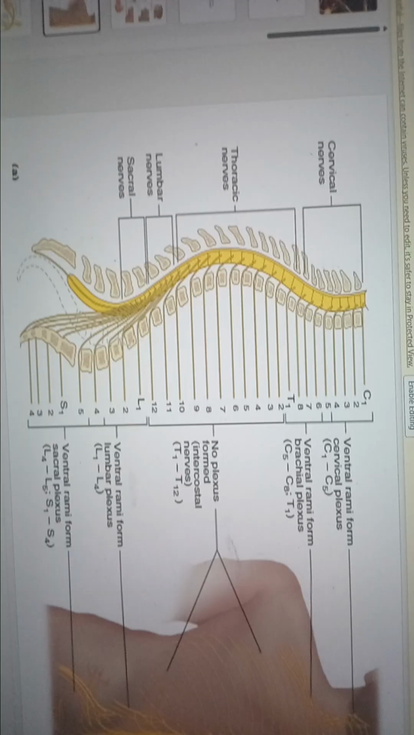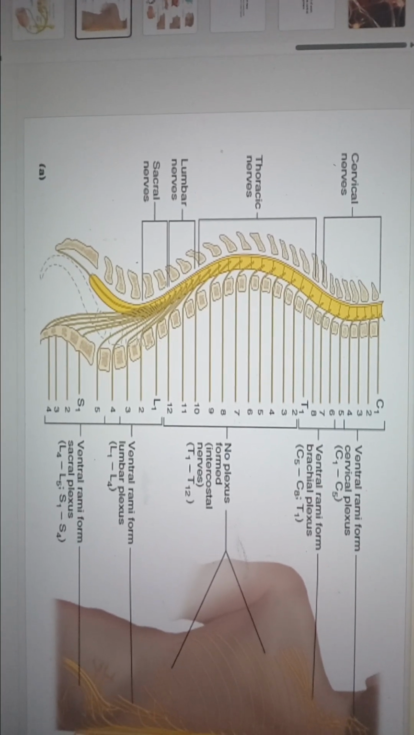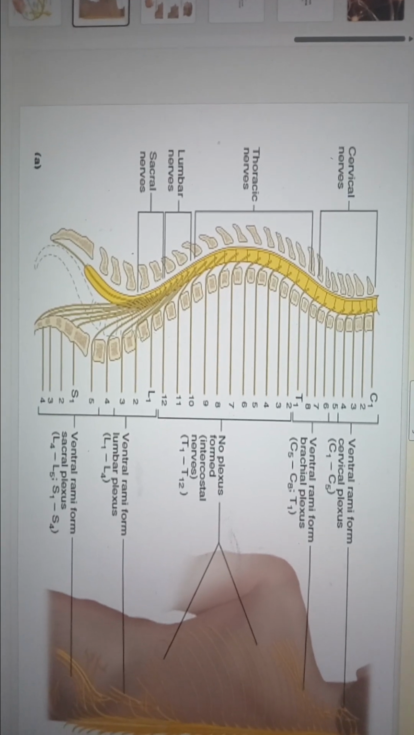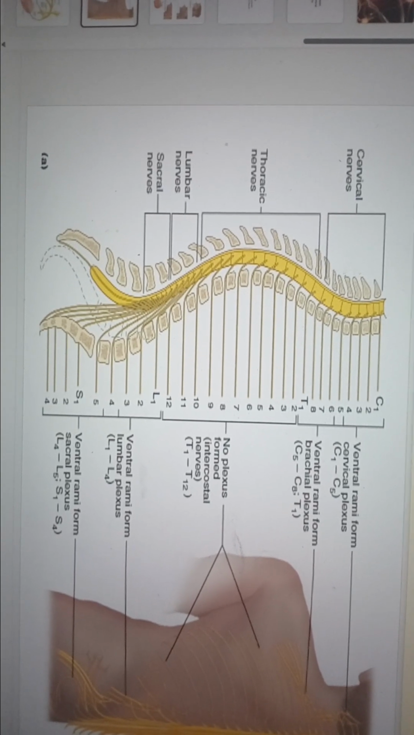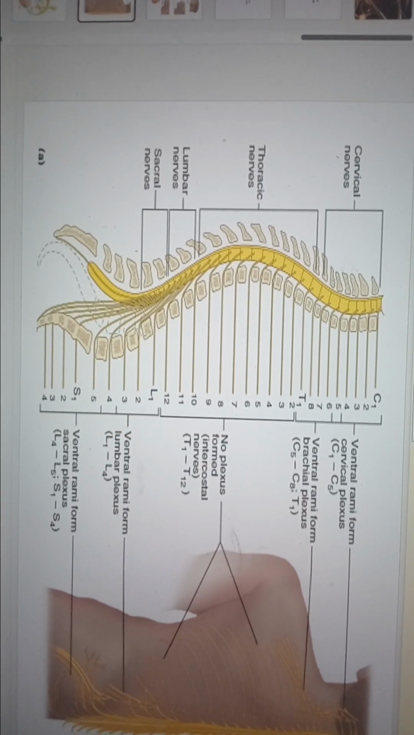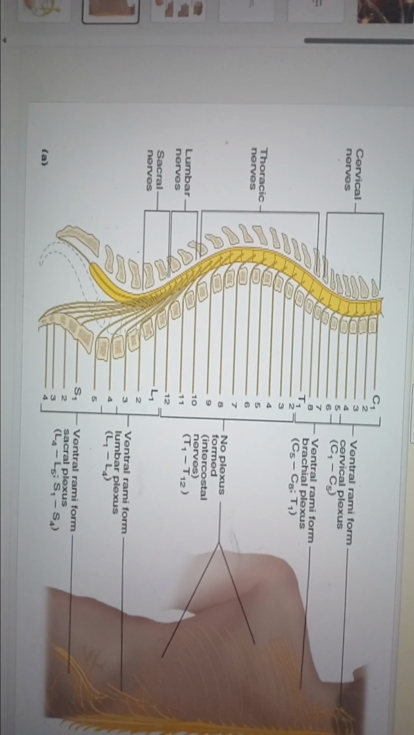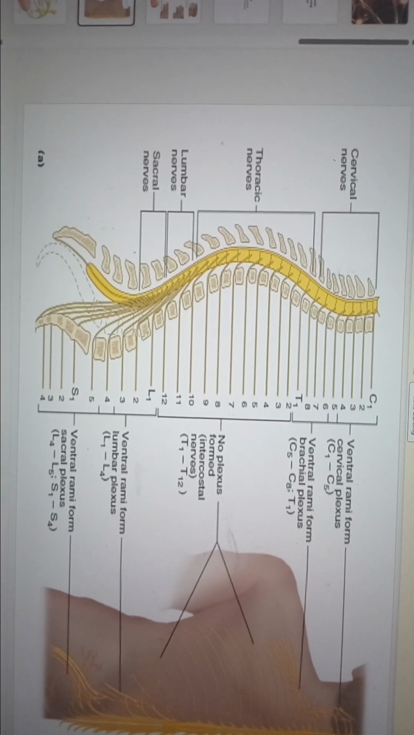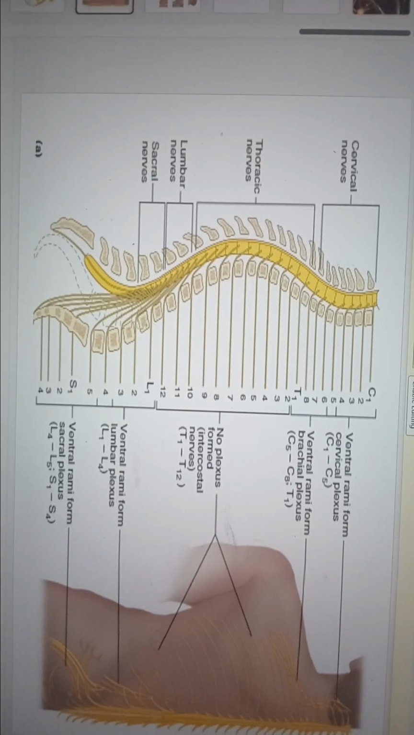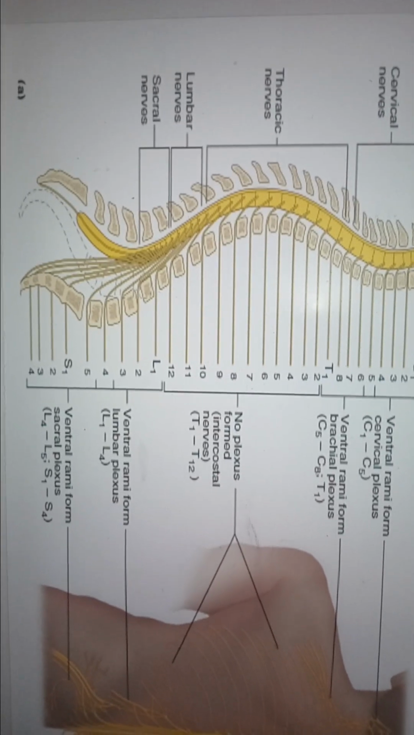Okay, here we are seeing the spinal nerves. We will not go into detail like we did with the cranial nerves, but we will discuss an overview. What is the spinal nerve? Spinal nerve is divided into several parts: cervical nerves, thoracic nerves, lumbar nerves, and the sacral nerves. What are the cervical nerves? They range from C1 to C8, where we have the ventral rami from the cervical plexus. Basically, it is from C1 to C5.